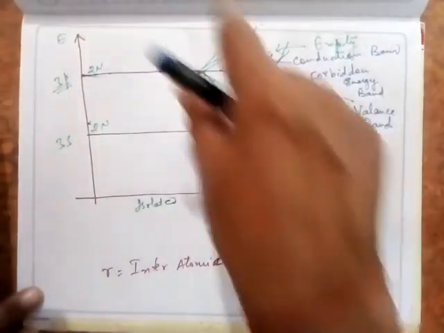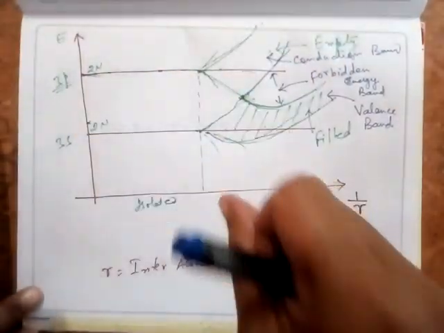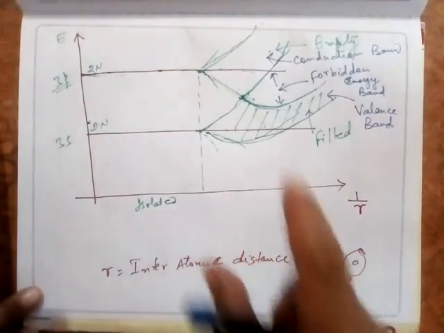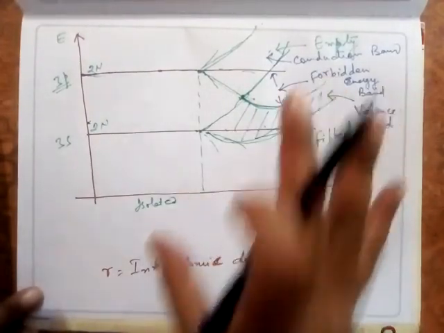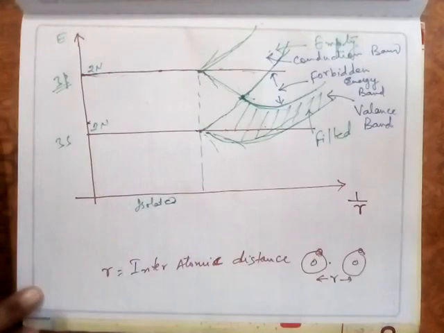In the next lecture I'll come to the exact classification of conductors, semiconductors and insulators, and then I'll move to the topic of semiconductors. So I'll stop here for the timing.